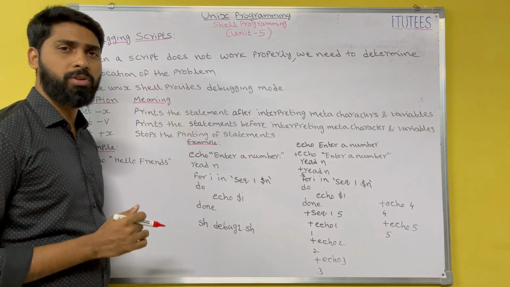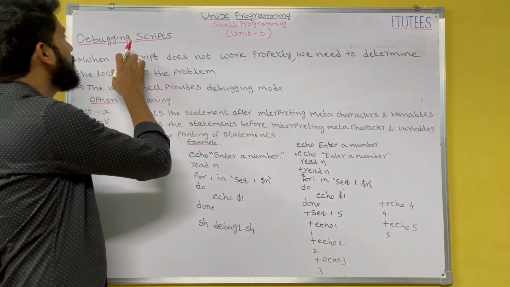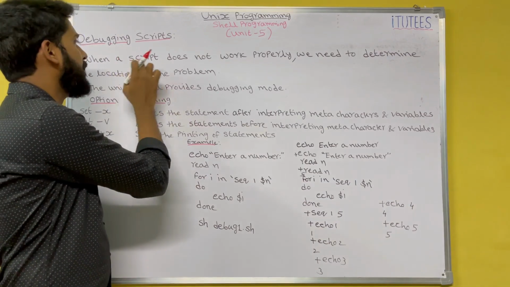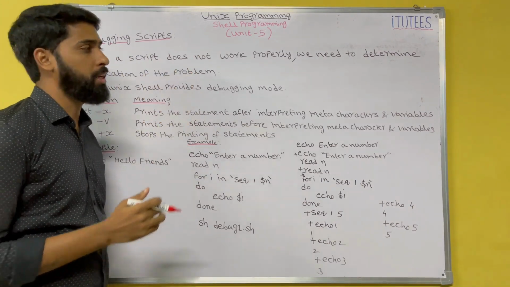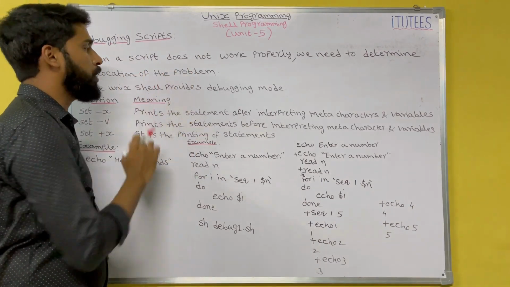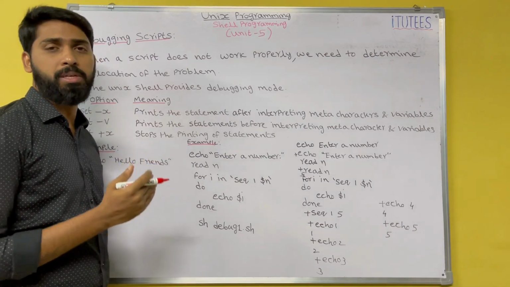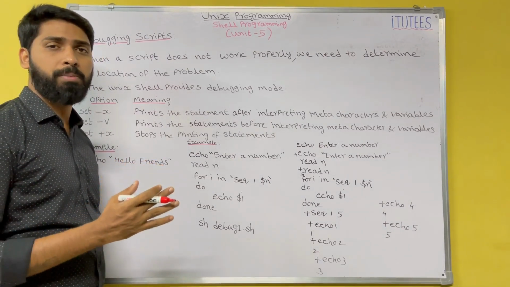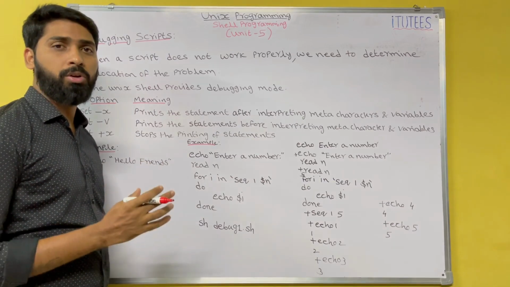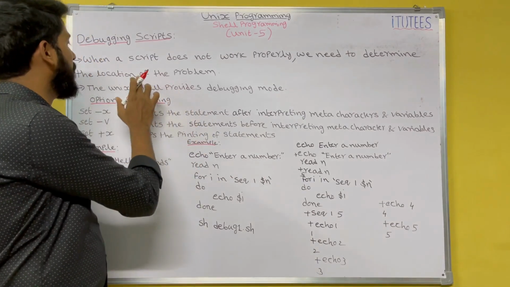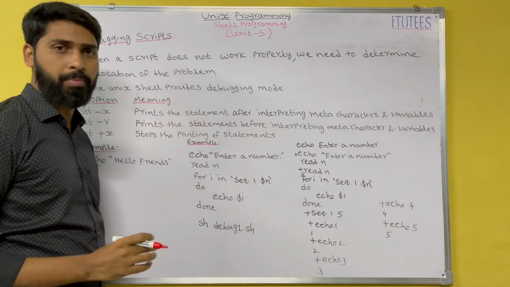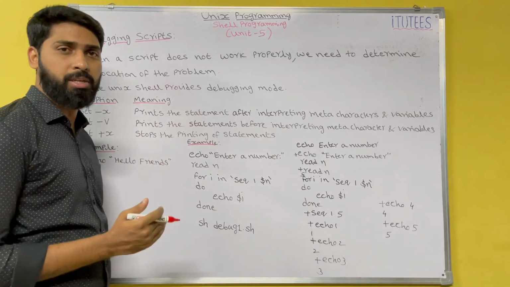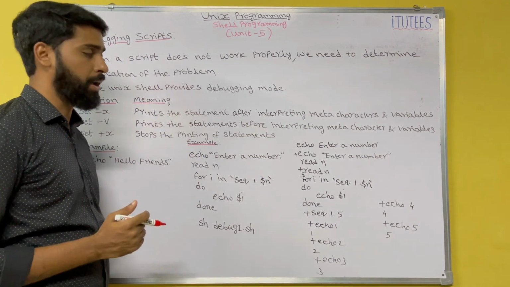In this class we are going to learn how to debug a script. So what is the purpose of debugging? When a script does not work properly, we need to determine the location of the problem. The script consists of different instructions. When the script is not working properly, you need to identify the location of the problem. For that we debug the script, which means step-by-step analysis of the program.